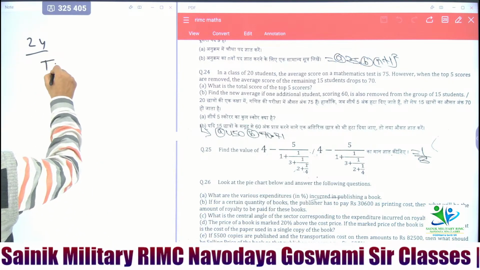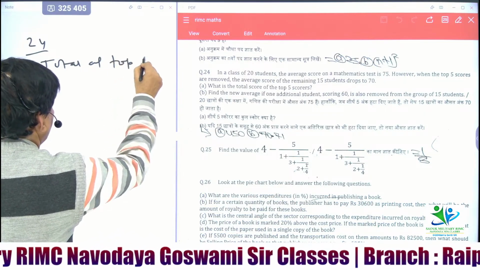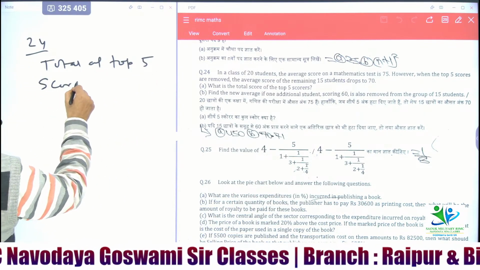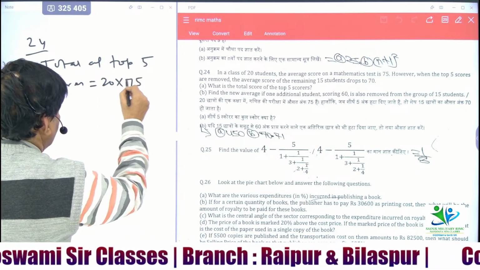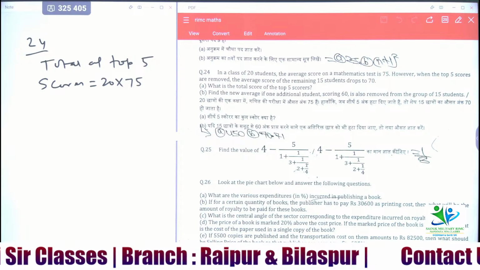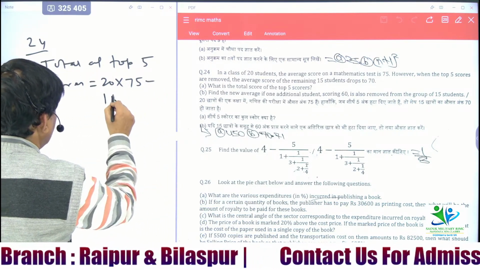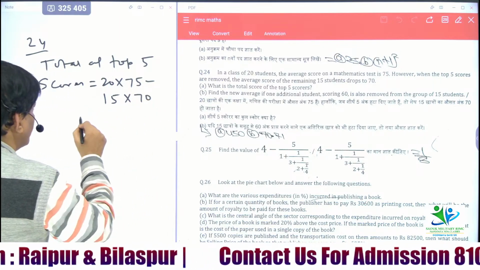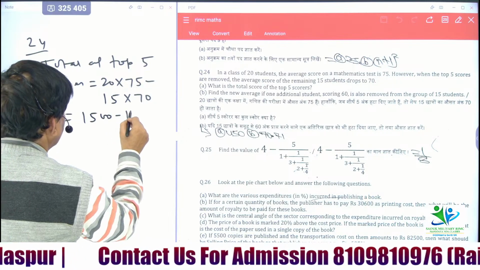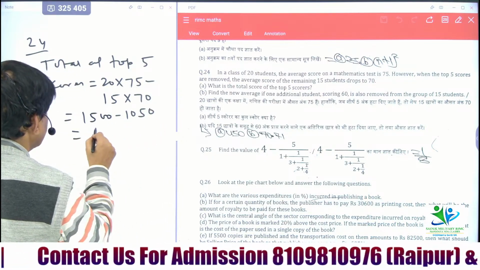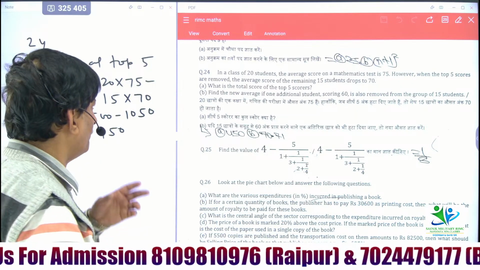Total of top 5 scores can be calculated by 20 into 75, that is the total marks of the 20 students, minus 15 into 70. Average is 70, students are 15. Now find the product, that is 1500, and that is 1050. Difference is 450. The total score of the 5 students is 450.